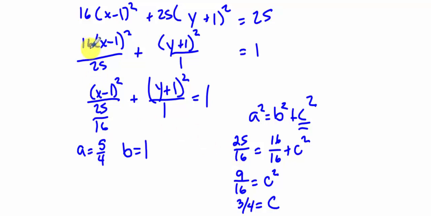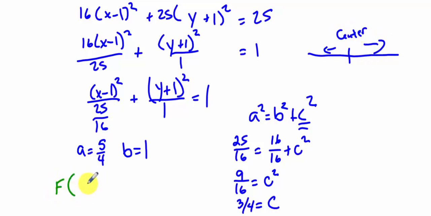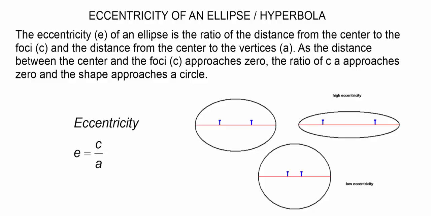Again, since I know that in this ellipse I have a horizontal major axis, the foci have to go left and right of the center, and the foci are at 1 plus or minus 3/4 and -1. Next concept involving an ellipse and actually a hyperbola as well, which we'll get to tomorrow.